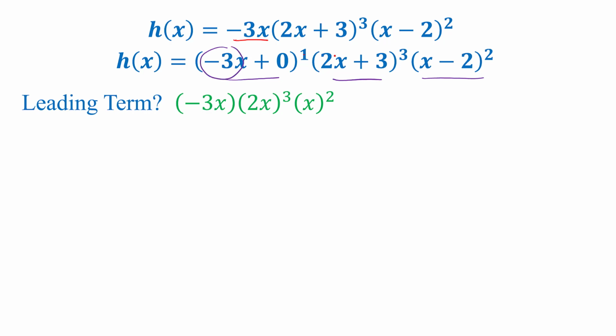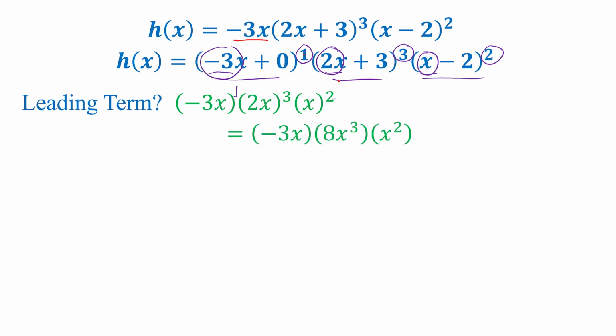So we take the leading term in each of those 3 binomials raised to the power that the binomial is raised to. So we have negative 3x raised to the power 1, we have 2x raised to the power 3, and we have x raised to the power 2. This will give us our leading term, which we'll verify in just a couple minutes here. But we would then simplify.